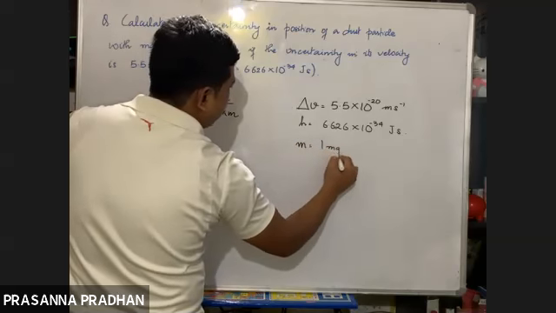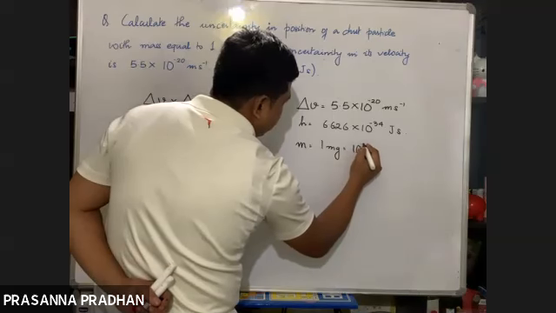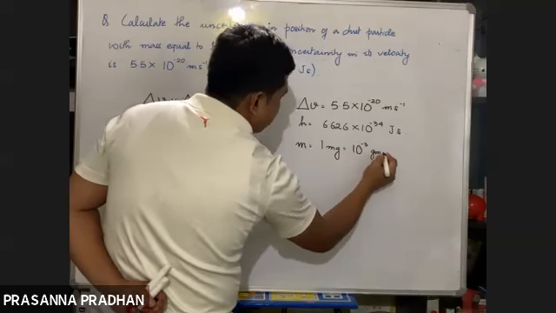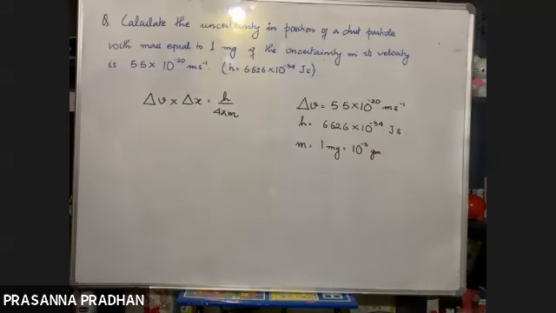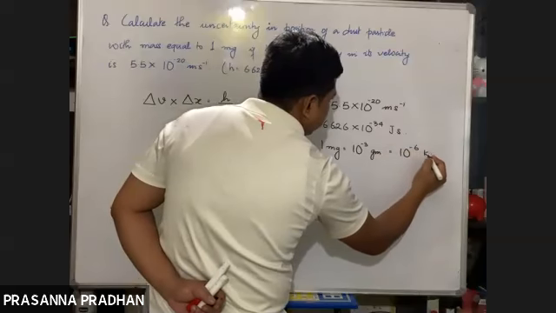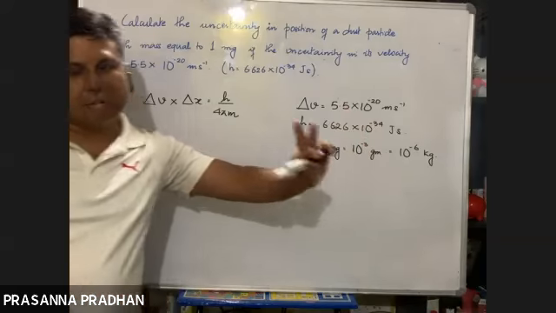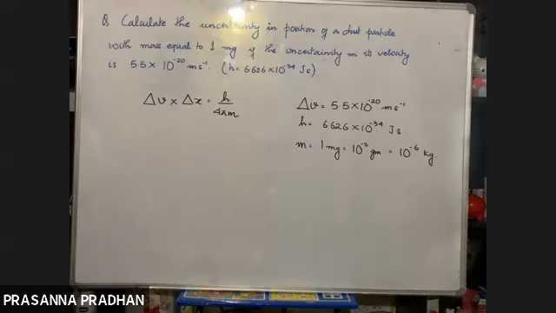1 milligram is equal to how many kg? 1 milligram is equal to milli, means 10 to the power minus 3 gram. 1 gram is equal to 1000 milligram. Again, if you convert gram to kg, it will be 10 to the power minus 6 kg. Okay, 1 milligram is equal to 10 to the power minus 3 gram. 1 gram equals to, do you know how many kg? 10 to the power minus 3 kg. Okay.